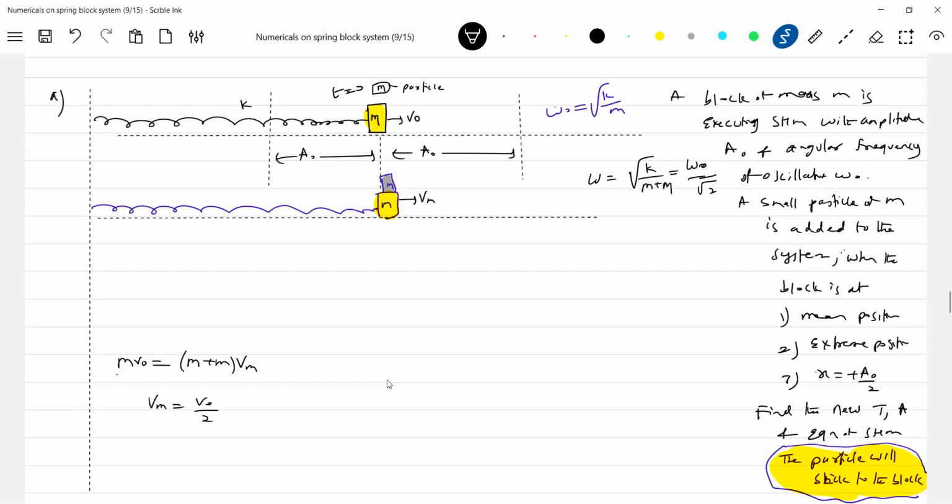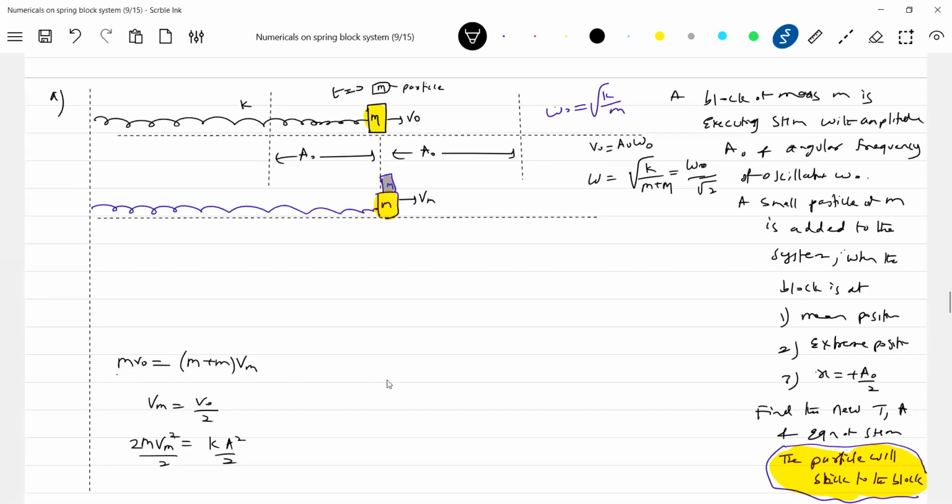Okay, let's calculate the new amplitude of oscillation. So kinetic energy, 2m by 2 Vm square, should be equal to K A square by 2. Will I agree with this? What was earlier? What was V naught? V naught must be equal to A naught omega naught. This was the condition.